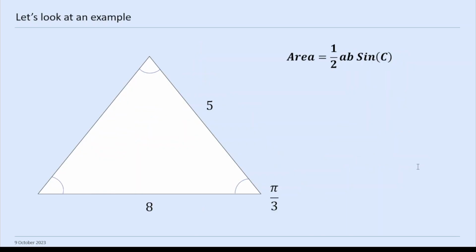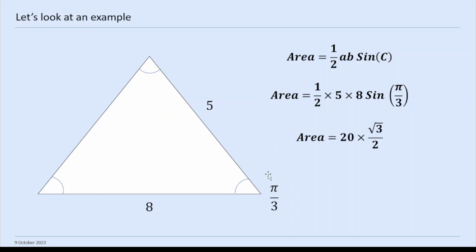Okay, let's look at an example. Here we've got a triangle with sides 5 and 8, and the angle between them is pi over 3. Now, we could use the cosine rule to work out the other side. We've got a video on that, which we did recently, but we don't need that here. All we need is these sides and the angle. So it's a half AB sine C, so it's a half times 5 times 8 times sine pi over 3. 5 times 8 is 40, halved is 20. Sine pi over 3 is root 3 over 2. 20 over 2 is 10, so it's 10 root 3.